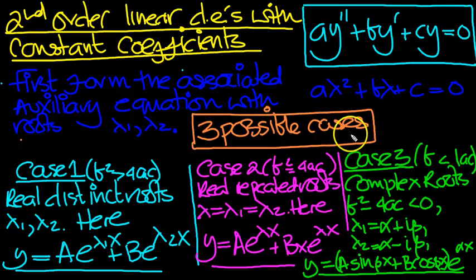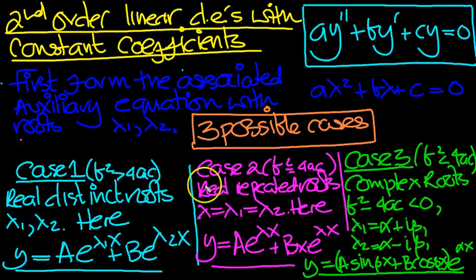And there's three possible cases that can arise. When you have real distinct roots, we write this solution. When you have repeated roots, then we have this solution. And then when b squared is less than 4ac, then we have complex roots. So the complex roots are lambda 1, lambda 2, and we can write them as complex numbers, alpha plus beta i, and alpha minus beta i. In that case we write a sine beta x plus b cos beta x, brackets, e to the alpha x, and we can just read off the numbers there.